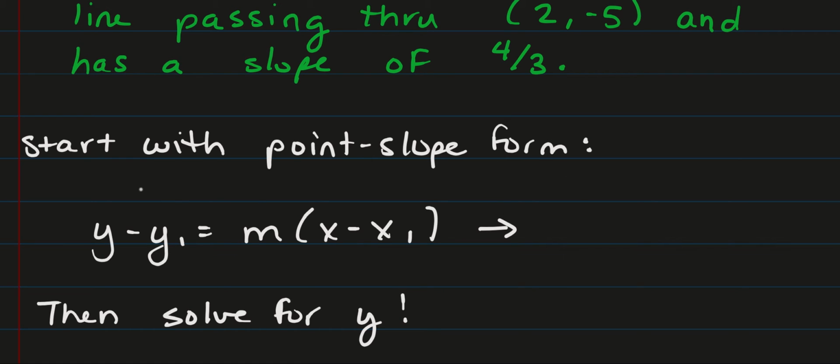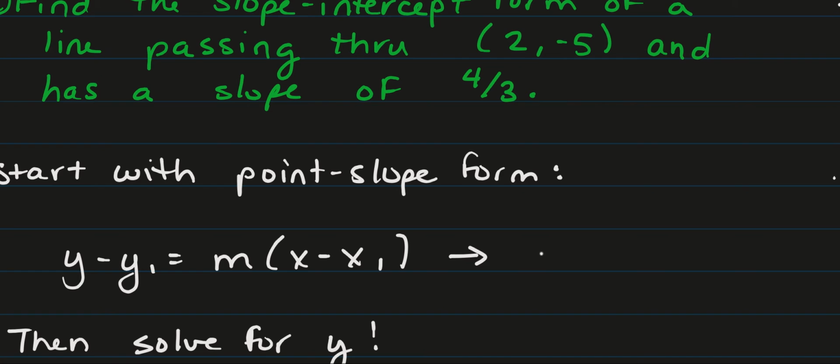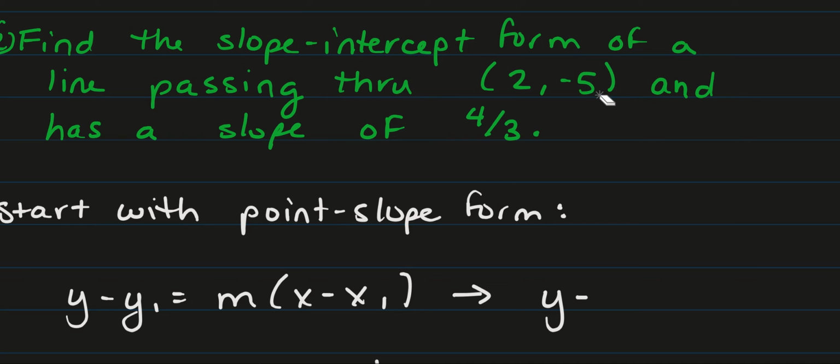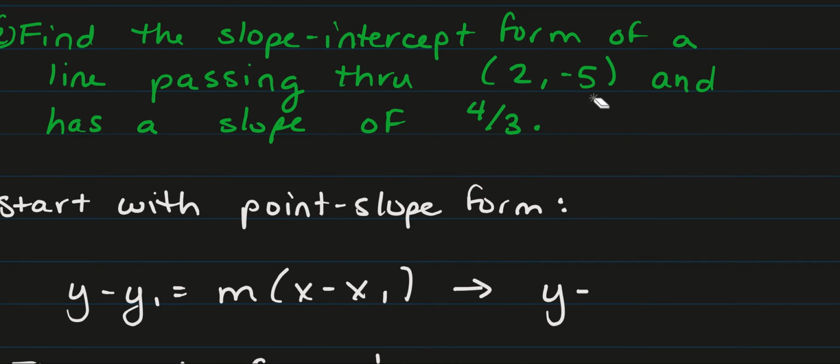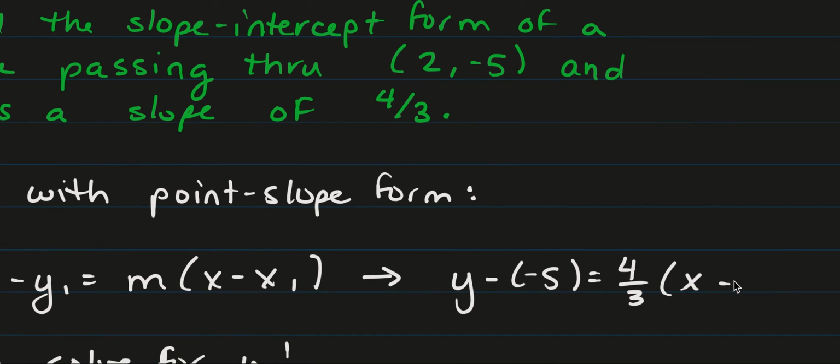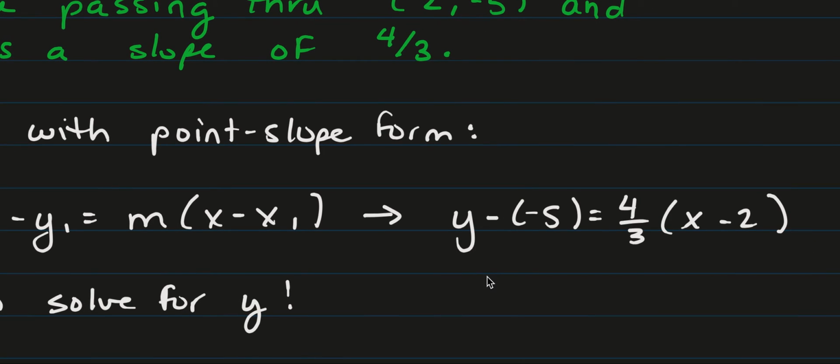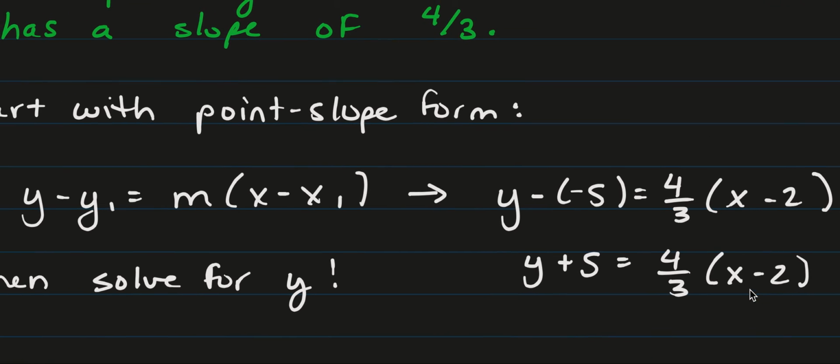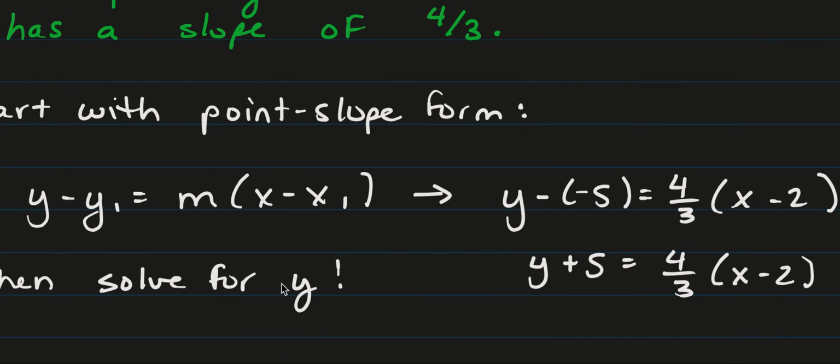So let's do this. Here is the point-slope form. So y minus, well, my point is 2, negative 5, so my y1 is going to be negative 5. So y minus a negative 5 is equal to my slope, which is 4 over 3, times x minus my x-coordinate of the point. So simplifying this, we get y plus 5 is 4 over 3 times x minus 2. Now my next step is to get this into slope-intercept form. So we want to solve for y.